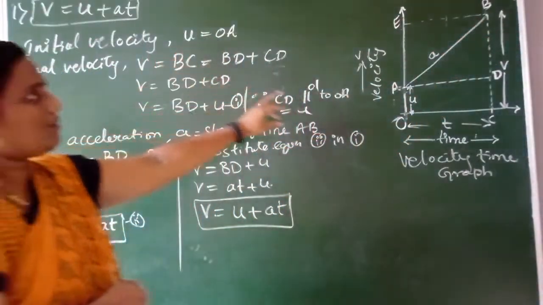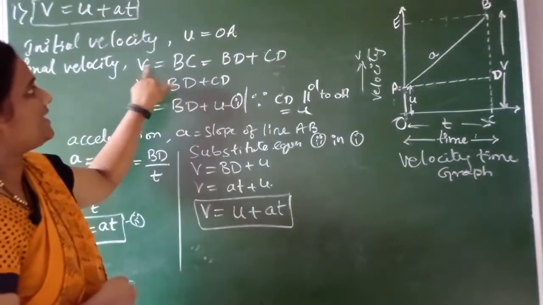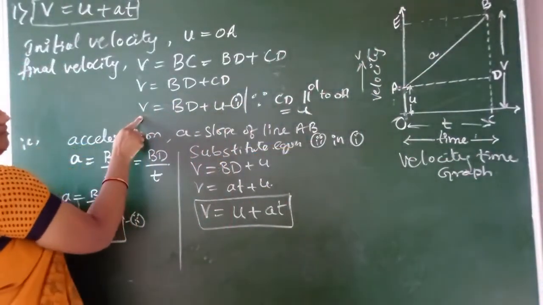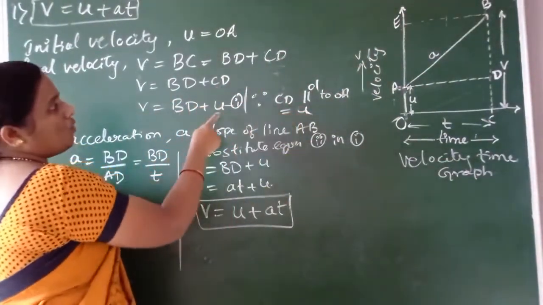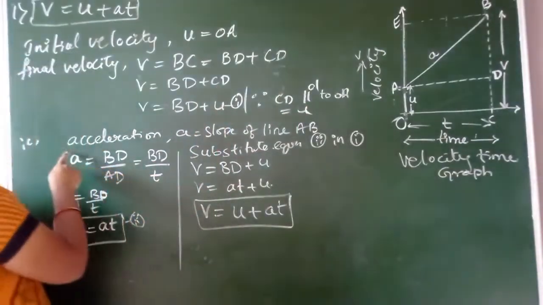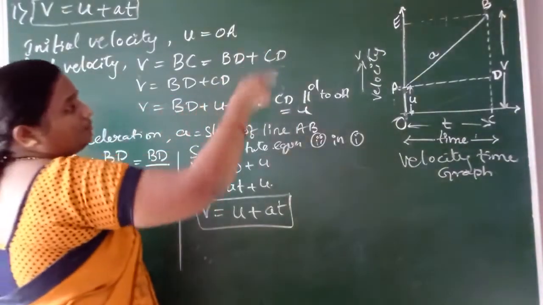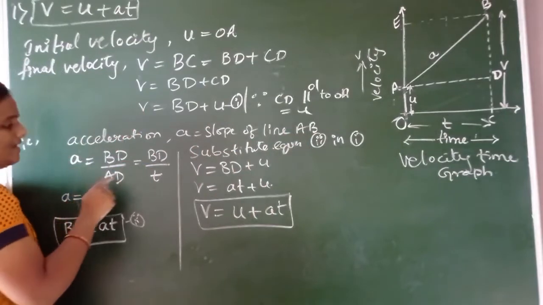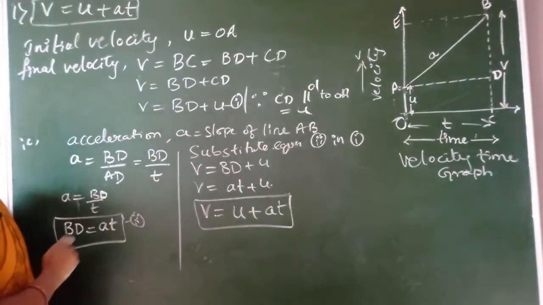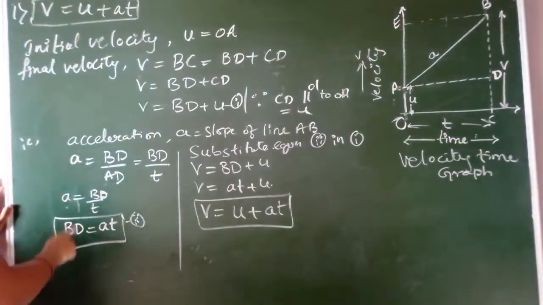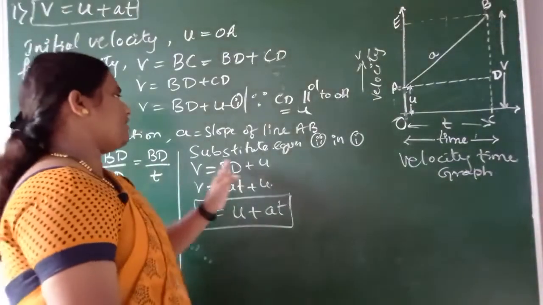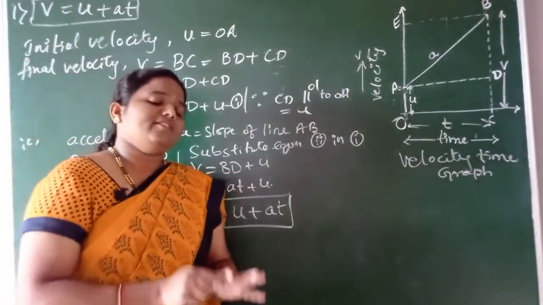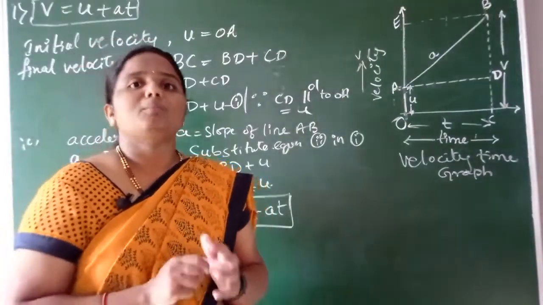Initial velocity U is nothing but OA and final velocity V is nothing but BC, isn't it, children? It can also be written as BD plus CD. Then V is BD plus U, since CD is parallel to OA. And here the acceleration is the slope of line AB, which can also be written as BD divided by AD. Here AD is parallel to OC, so we can write BD as AT. When you substitute this in equation 1, you will get V is equal to U plus AT, which is our first equation of motion.